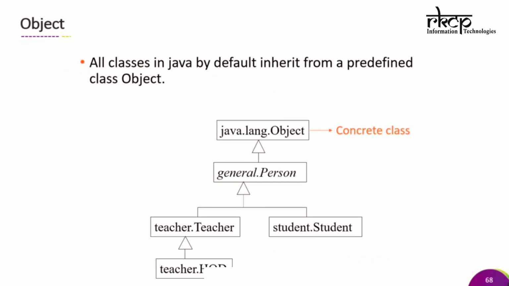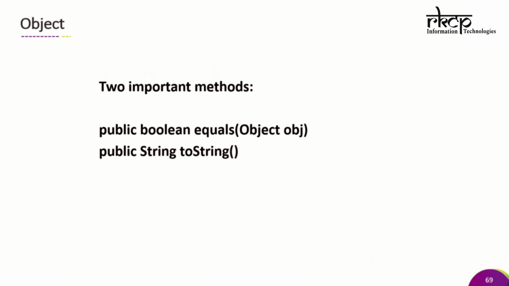Here I am going to use the object class. You should know that for all classes in Java, by default the object class will be the parent class. Object will always be the root class, the parent class for all classes which do not have any parent. In my example, person did not have any parent, so the object class will be its parent. Teacher has person as parent, student has person as parent, HOD has teacher as parent. But person did not have any parent, so by default the object class will be the parent. Now this object class has a few important methods like the equals method and the toString method. The equals method we use to compare two objects.